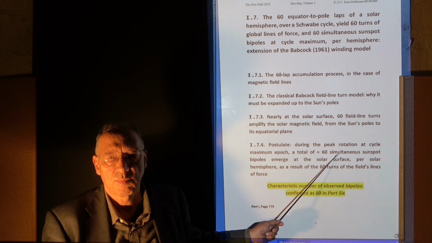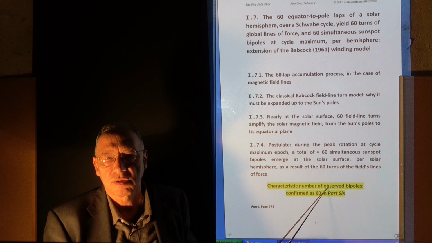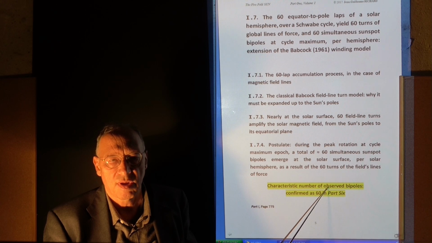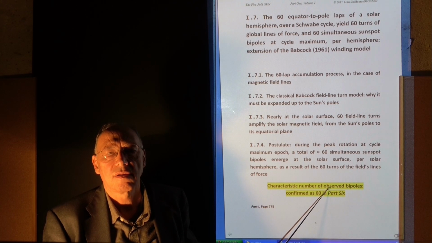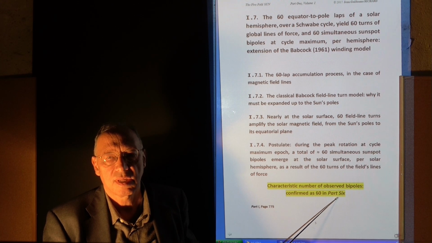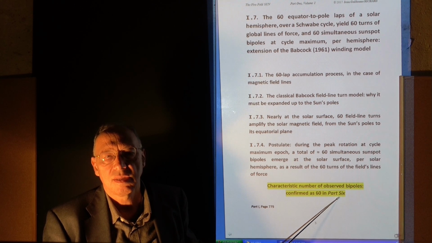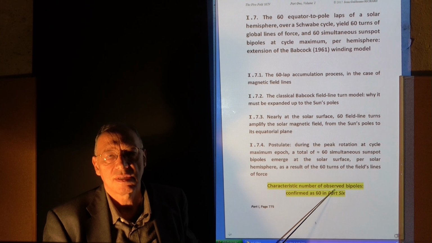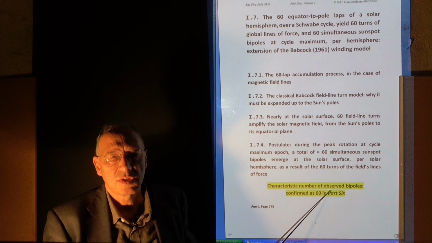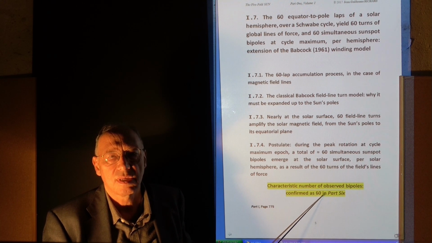Note that beyond this pure conjecture of an identity of the number of laps in each line of force and the number of bipoles at sunspot maximum, in part 6 we will see through another meta-analysis of the databases in leading observatories of the Sun that there is a characteristic number of observed bipoles which is 60, or at least is very close to 60 indeed.